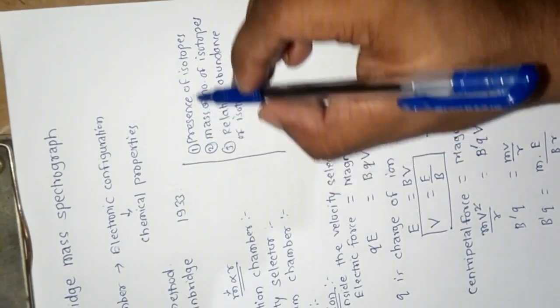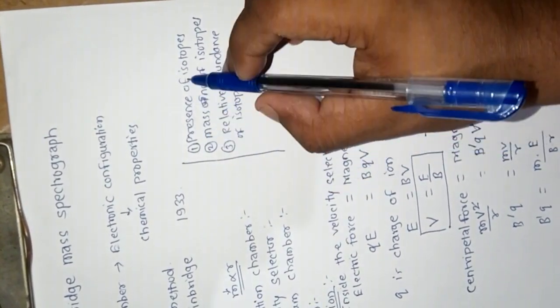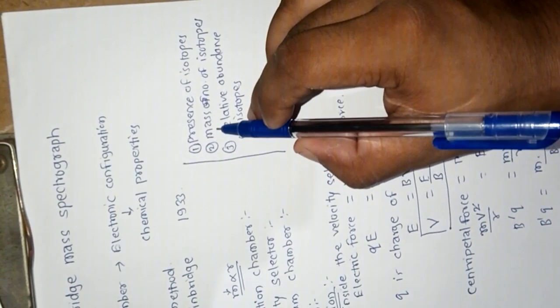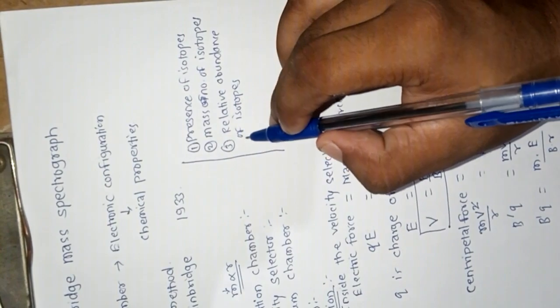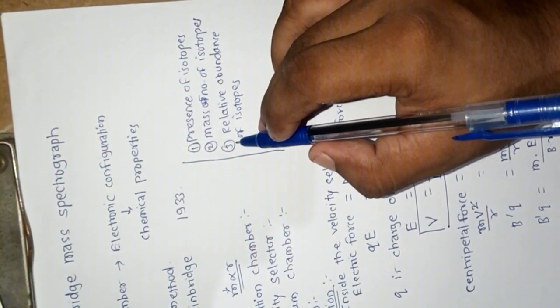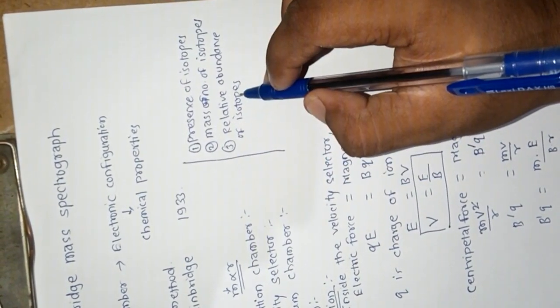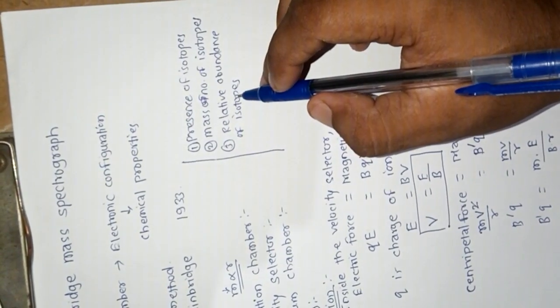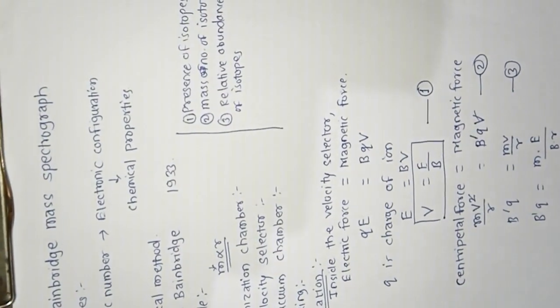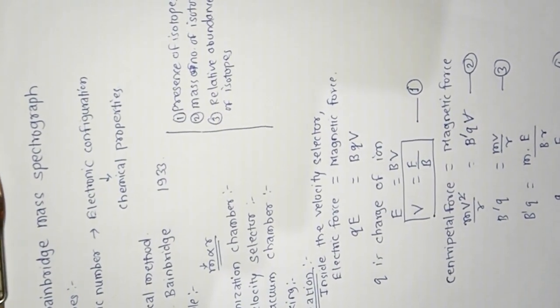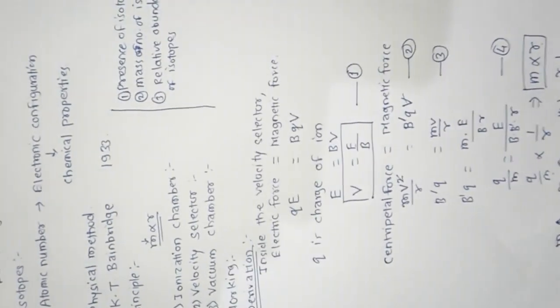Once again I repeat, we can find out the presence of isotopes, we can also determine the mass number of isotopes in a given beam, and also we can find out the relative abundance of isotopes in the given beam of positive ions. So this is about the Bainbridge mass spectrograph.